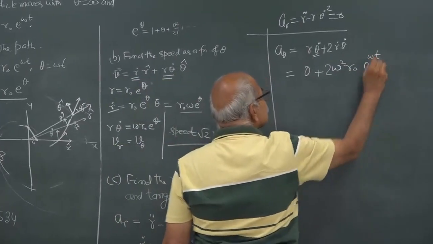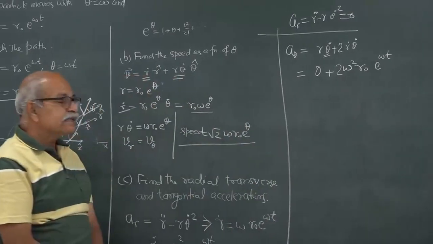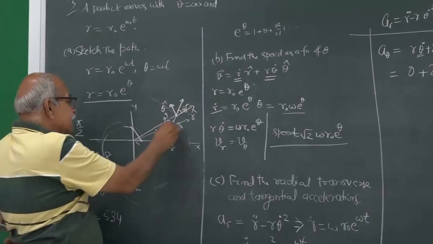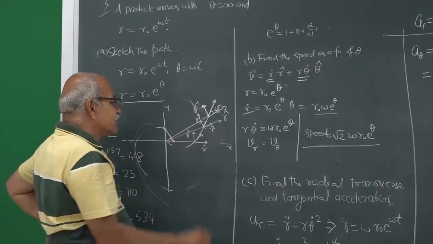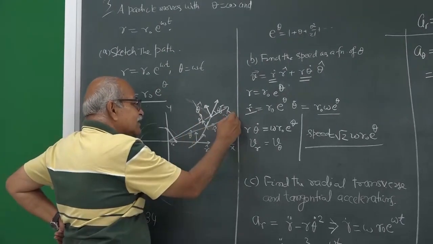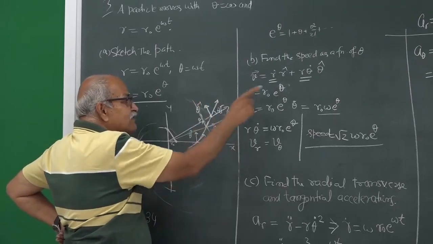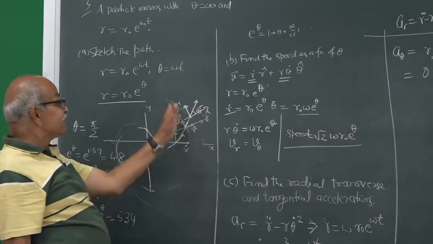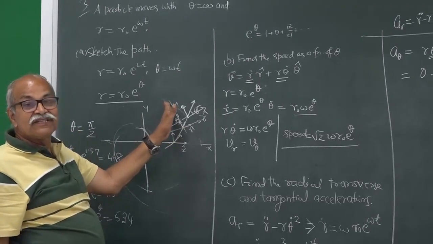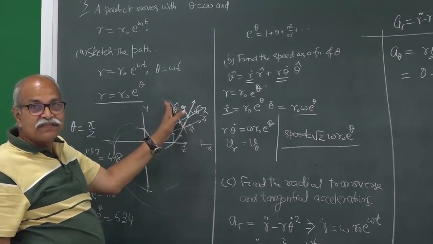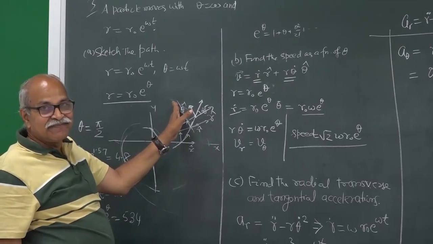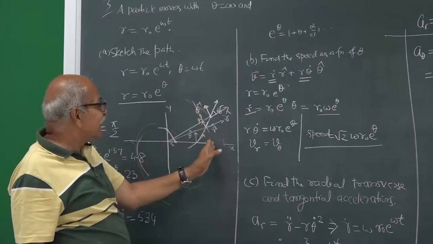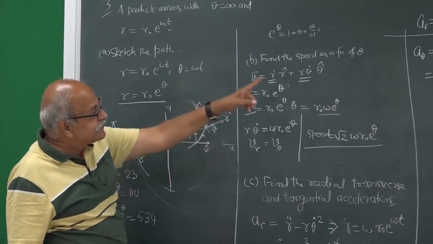So, that is the acceleration in the theta direction, the transverse direction. This is that theta direction. In the radial direction there is no acceleration, in this direction you do have acceleration, and it is this much. Since there is no radial acceleration, the theta cap direction is the direction of the acceleration. So, the entire acceleration is in this direction, and this is the magnitude.